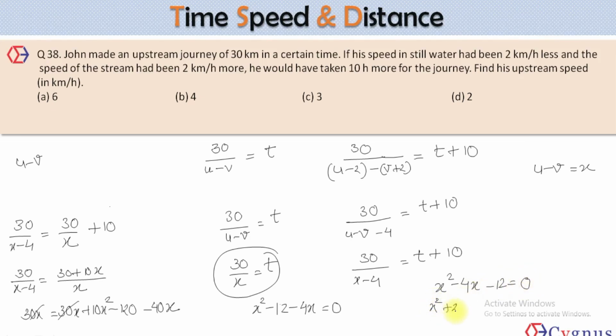So 4x can be written as 6x minus 2x minus 12. I'll get two values of x from here. One would be negative, that is minus 2, and the other one is 6. So the value of x is 6. So upstream speed becomes 6 kilometers per hour. That is the first option. Let's move on to the next one.